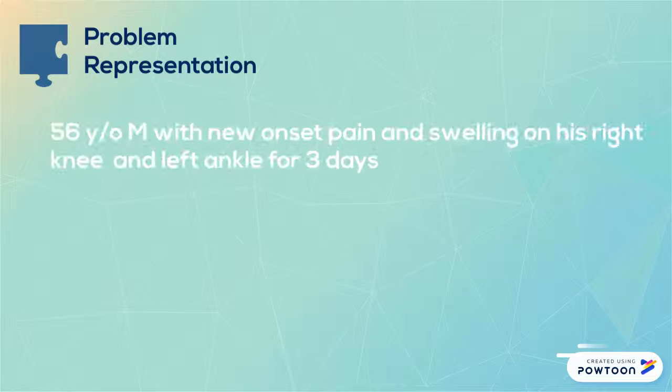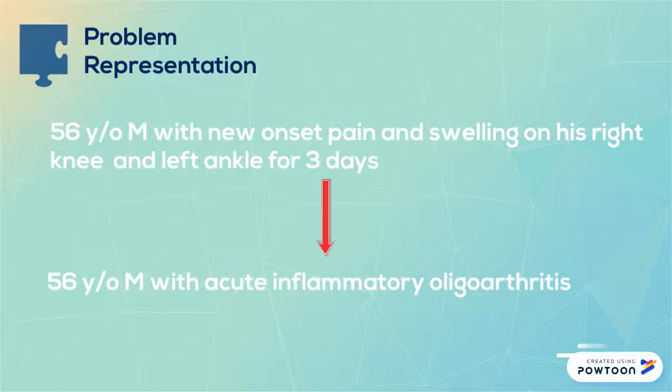We have a 56-year-old male with new onset pain and swelling in his right knee and left ankle for 3 days. Sure, this gives us a picture of what's going on with the patient, but doesn't really help us come up with differentials. Let's take a look at the second option, 56-year-old with acute inflammatory oligoarthritis. Now I'm thinking about things.